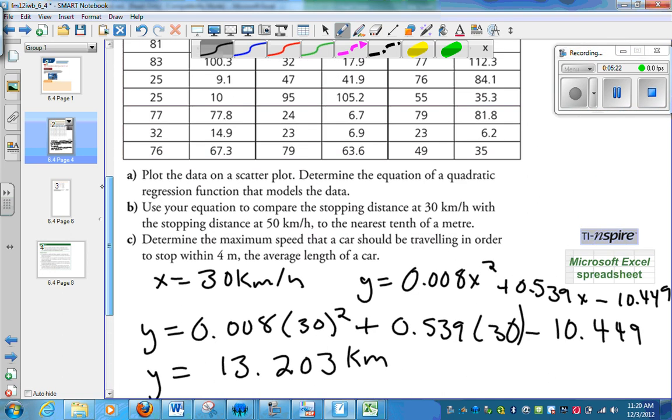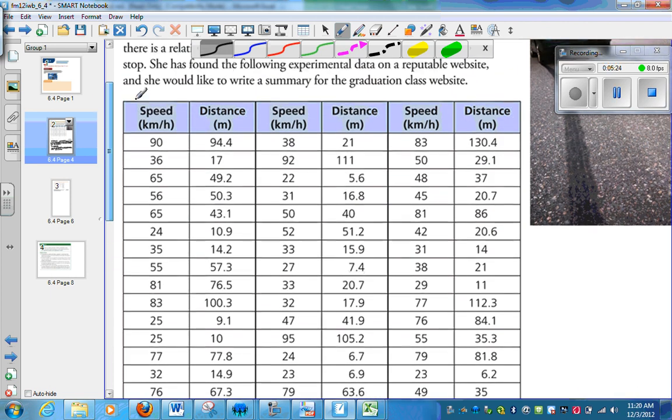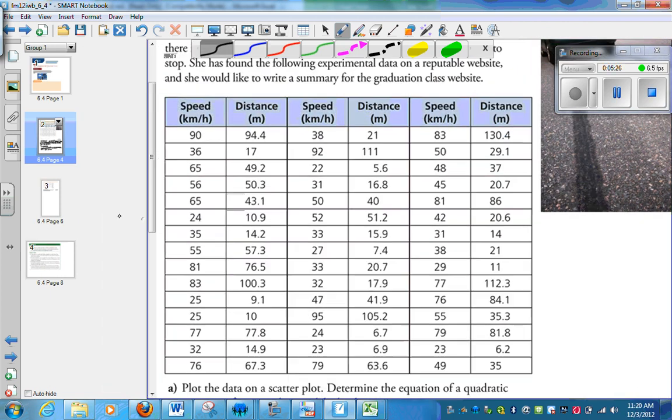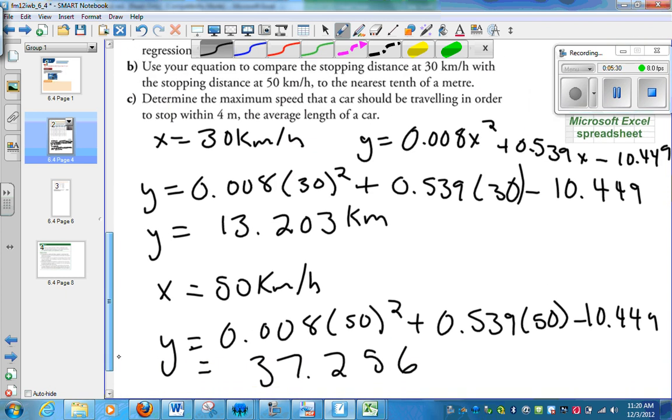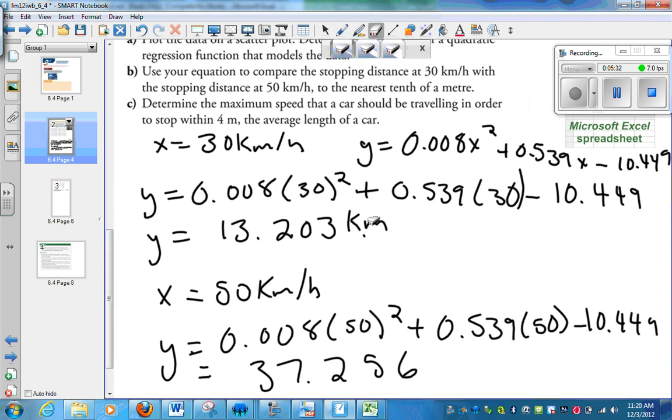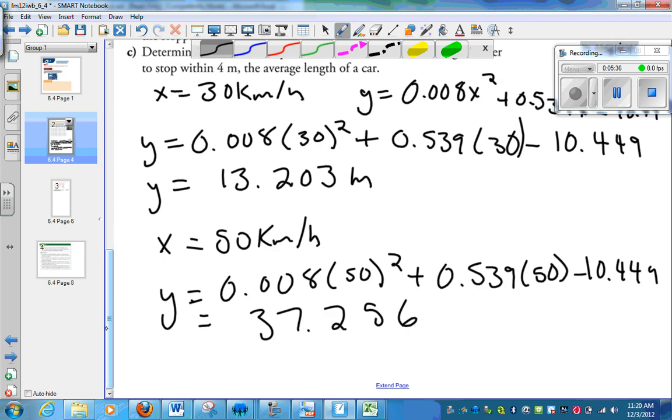Just a second. This gives my distance in meters. Sorry, the relationship gave meters, and I wrote kilometers. I made a mistake. This should have been just meters. Okay, so I got 37 meters. So if I compare, it looks like it is about 3 times as big. 13 times 3 is roughly 37.